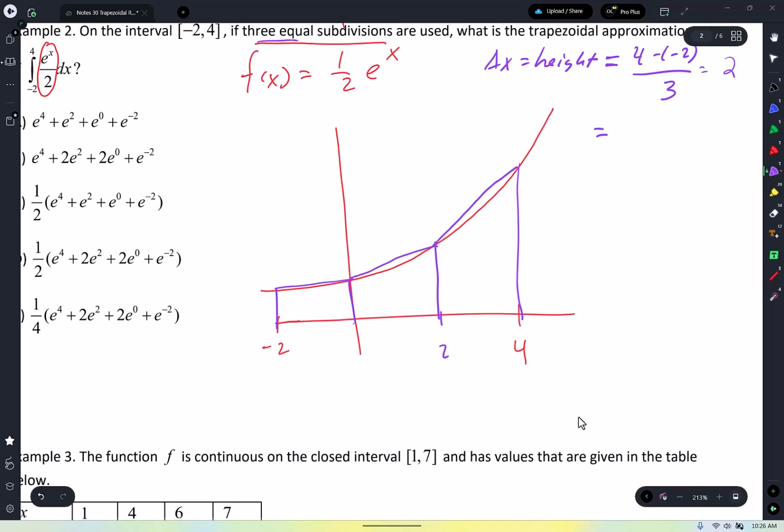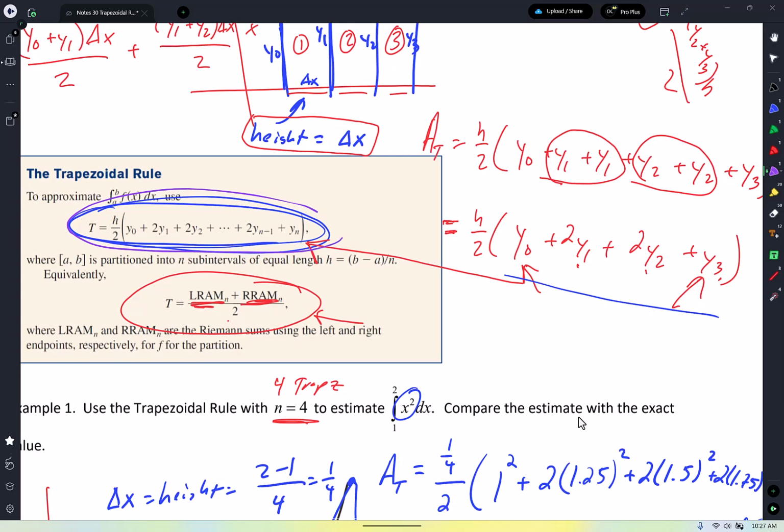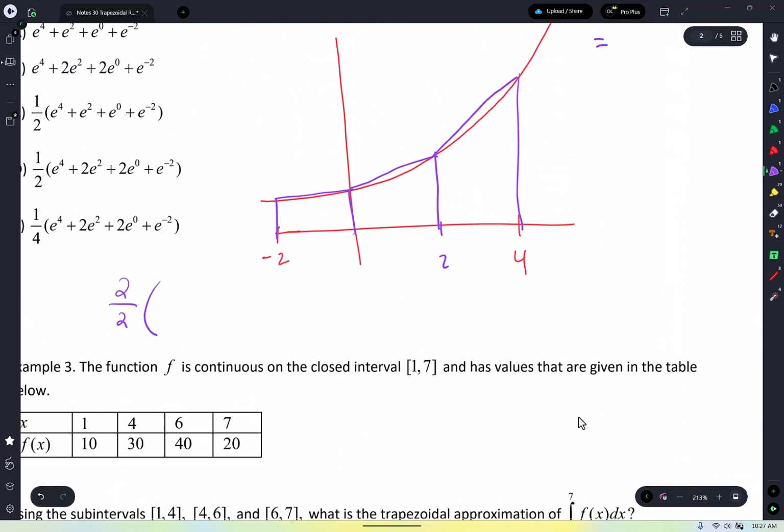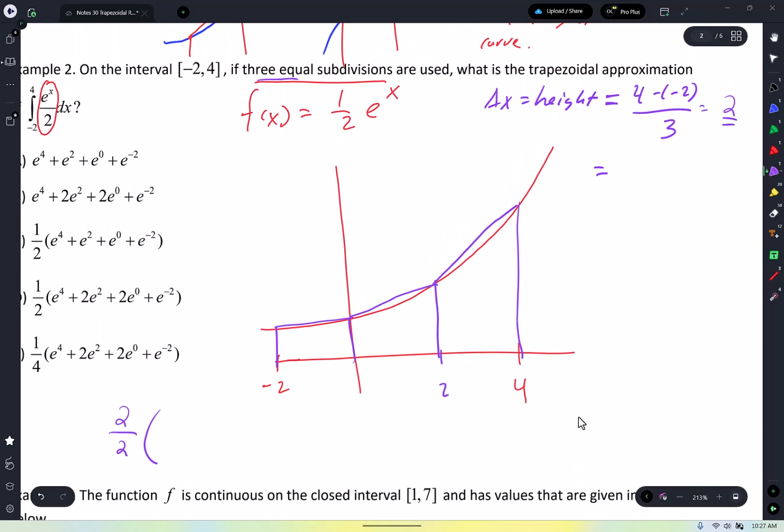All right. The height of each trapezoid is 2. So I'm going to go on the outside. I'm going to go 2 divided by 2, open parenthesis. Chav, what are you doing? I'm doing this, guys. Height over 2. I'm doing 3 trapezoids, so I need 4 points. And my point depends on, what's my equation? That guy right here. That's the height of the function. So the first one's going to go parenthesis e to the -2 over 2.